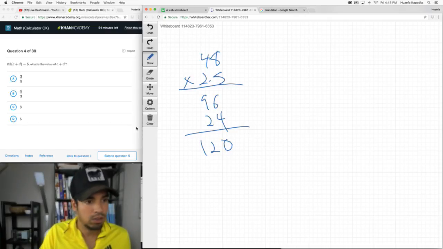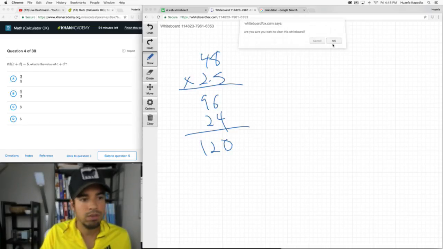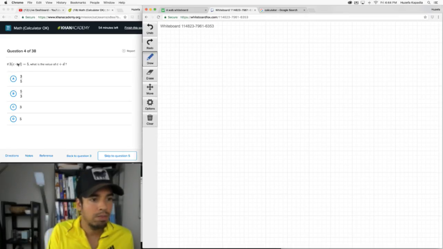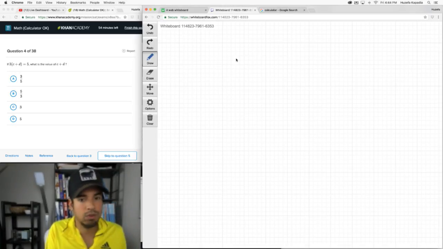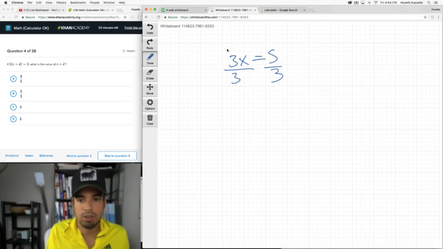All right, so 3 times (c plus d) equals 5. What is the value of c plus d? Basically, we can just consider c plus d as an x value, because it's just 3 times x equals 5. We want to divide by 3 and solve for x, which is c plus d, and it's 5 over 3.